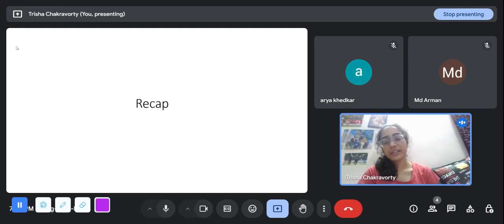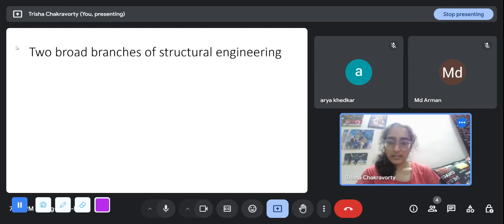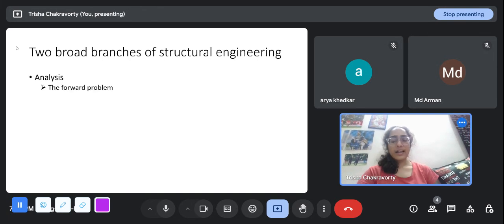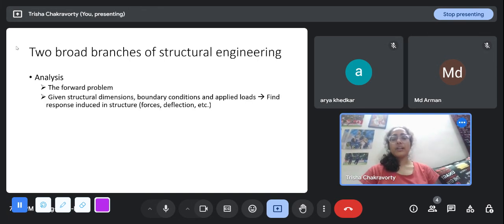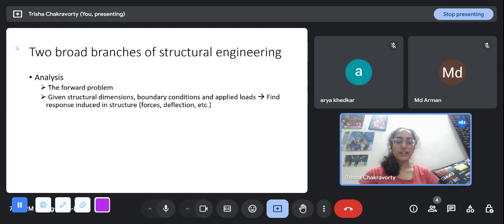We'll start with a quick recap of what we went over last week. There are two broad branches of structural engineering: analysis and design. Analysis is the forward problem where we are given the structural dimensions, the boundary conditions, and the applied loads, and we want to find the response that is going to be induced in the structure, that is, the forces, deflections, the stresses, strains, and all that.